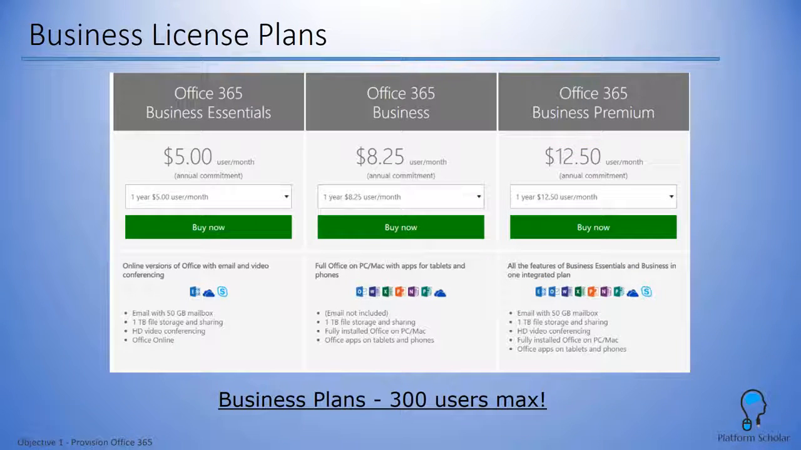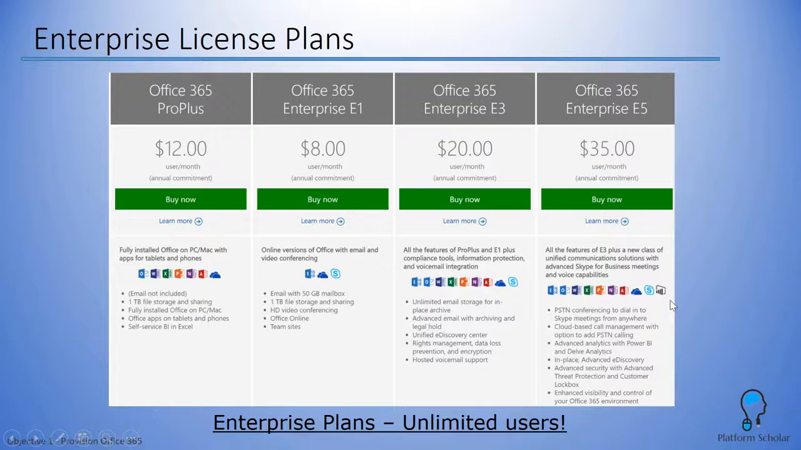For each license grouping, there's usually an online only that will include Exchange Online and therefore give you a user mailbox, and there's usually an offering that does not include a mailbox. Again, this means that you'll have to connect Outlook to an existing non-Office 365 email account. For enterprise licensing, there's 4 different current offerings as of this video.